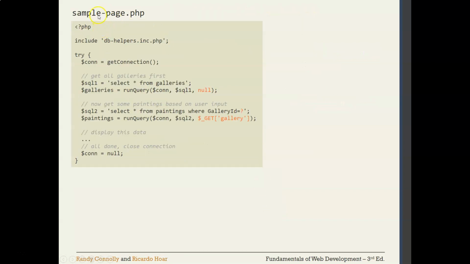All right, let's take a look at it. So let's use it. So here's our sample page, and we're going to include the helpers that we've just created. Right? We're going to create the connection. Remember that getConnection is inside of this function, inside of this library. We're going to run a query. In this case, with no parameters. So we pass it null, and then we're going to run another query in which we have parameters.